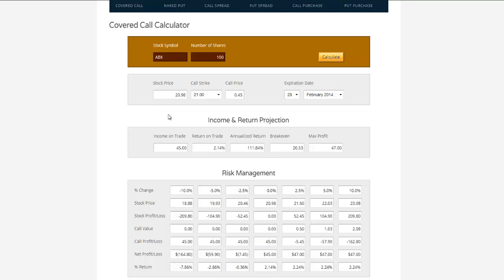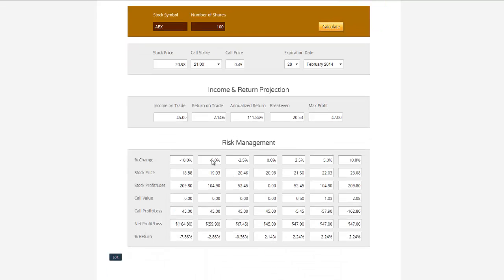So the next part of the calculator is the risk management. And what this does is it's a what-if calculator. So if the stock doesn't do anything, next Friday when this expires, it's at 20.98. It's a dead break even, which happens more often than you'd think. You would earn 2.14%. If it goes up 2.5% next week, you will earn 2.24%. If it goes up 10% next week, you will make 2.24%.